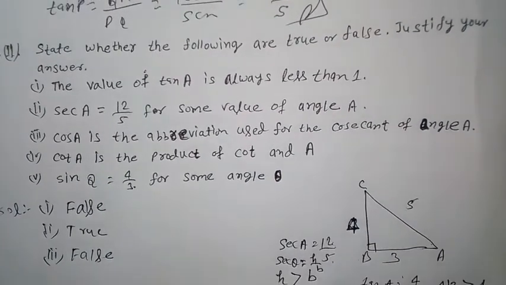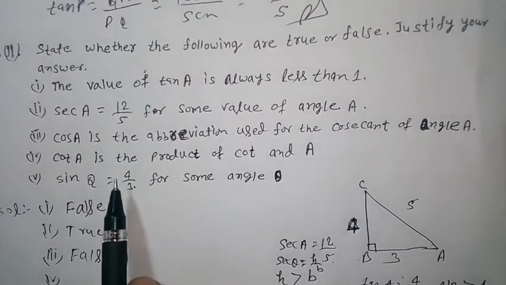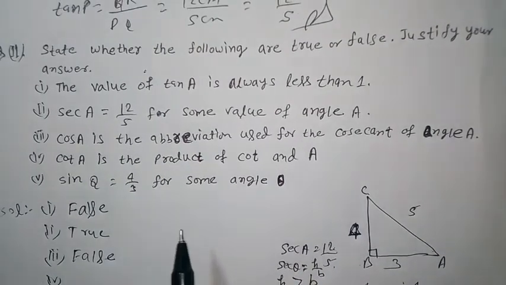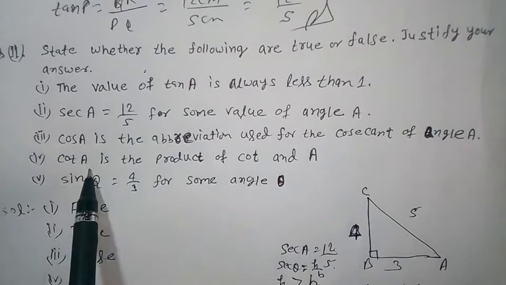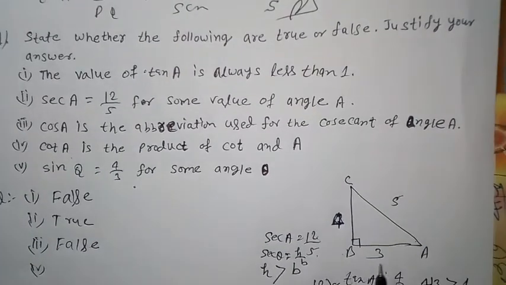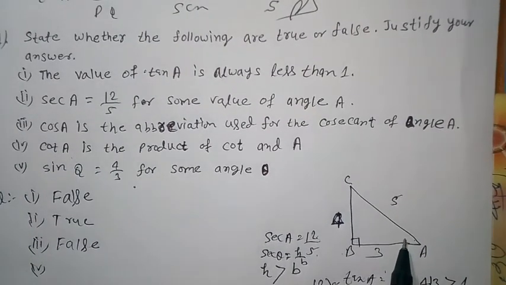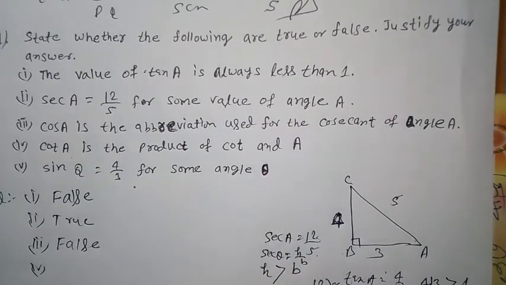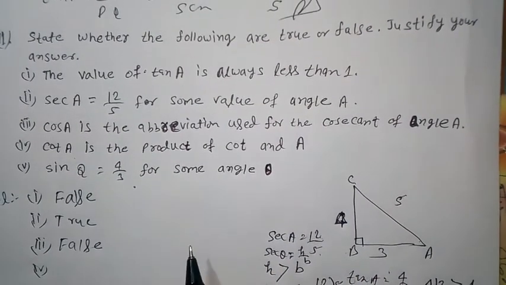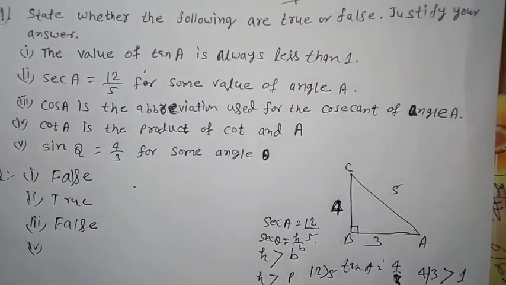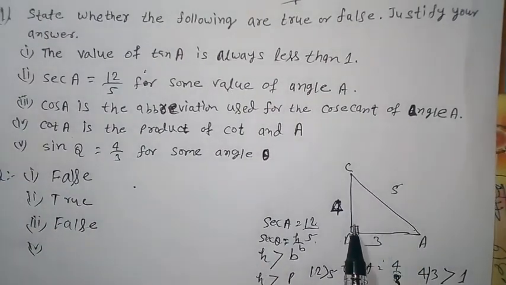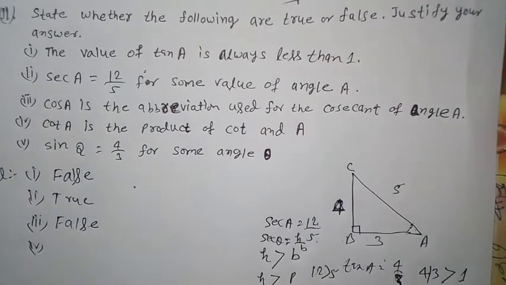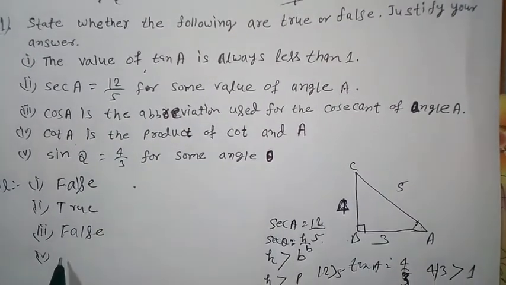Question 4. Cot A is the product of cot and A. Not. Cot A shows the value of the angle A. Cot and A is not the product. Cot A is the value of cot on the base of angle A. So this is false.